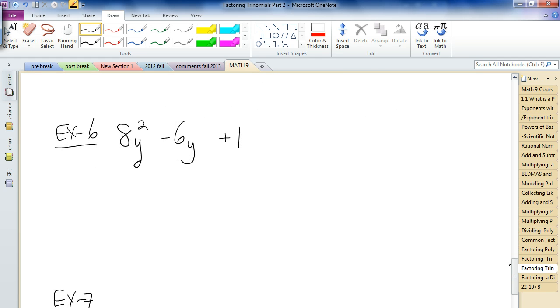Okay. Another variation with the negative signs. So you gotta be careful with the negative signs. Multiply to give you 8 and 1. That's positive 8. 1 times 8, 2 times 4, and that's it. Which combination is going to give us negative 6 when we add them together?